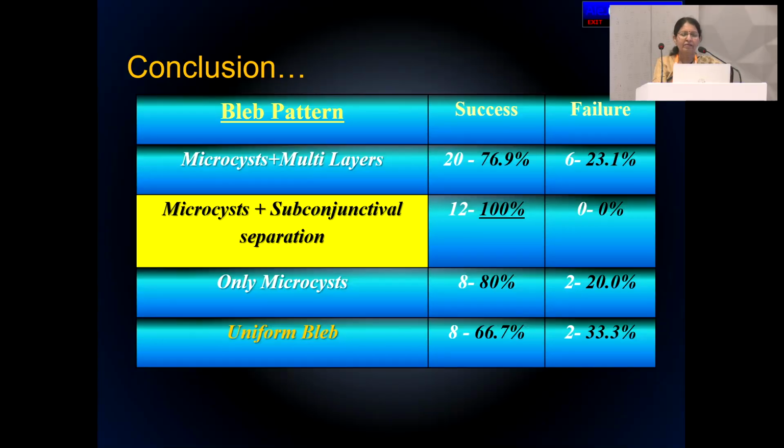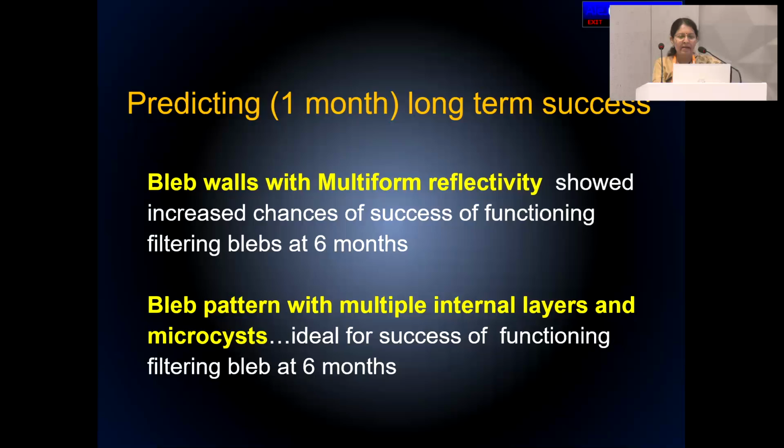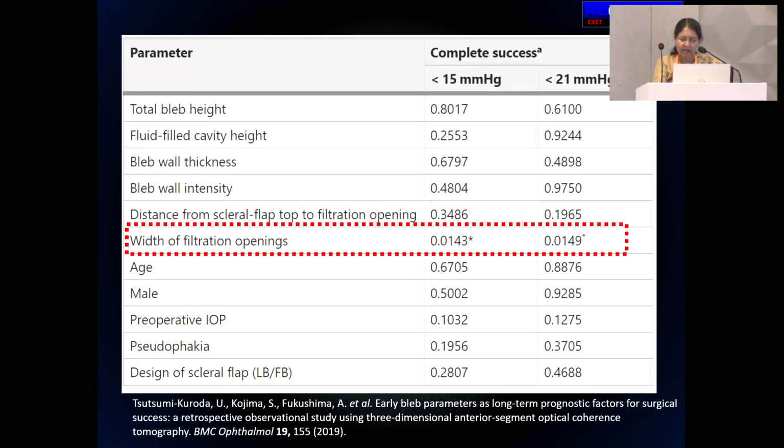Now, at the conclusion of our study, we identified various bleb patterns: microcyst plus multiple layers, microcyst with subconjunctival separation, only microcyst, and uniform blebs. It was obvious from our study that this is the area which has 100% success at the end of 6 months. So we can predict at 1 month the long-term success: if the bleb wall with multiple reflectivity shows an increased chance of success at 6 months. Bleb pattern with multiple internal layers and microcyst could be ideal for success.